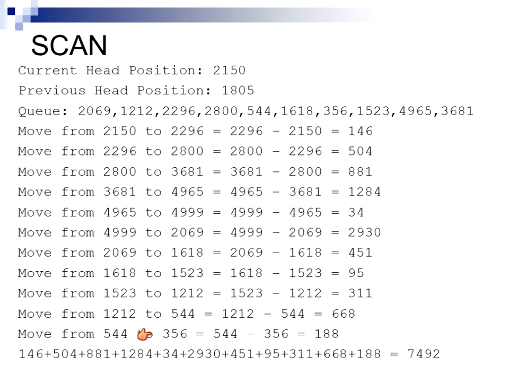I calculated the distances between all of those, and I added them up, and I came up with a total of 7,492.